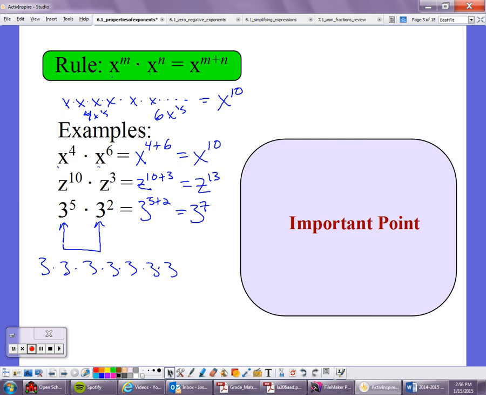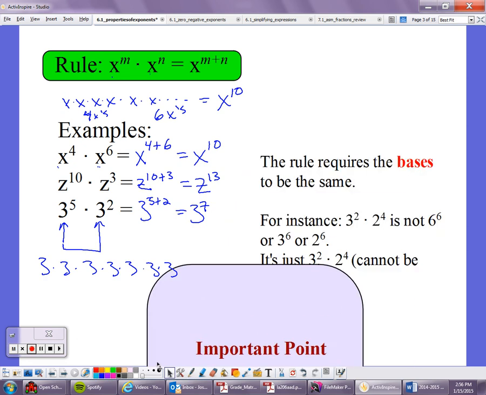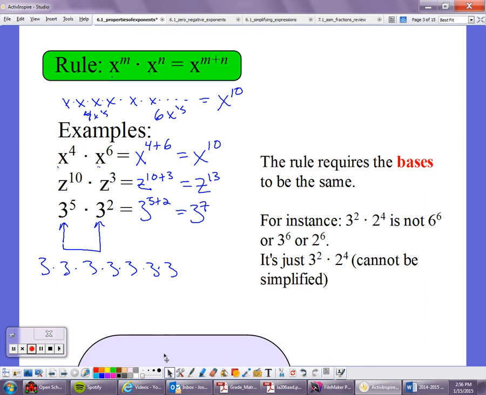One important point, I know I've emphasized it a couple times, but just to say it again, the rule requires that the bases be the same. By the bases I just mean the number or variable that has the exponent: the 3's here, the Z's here, the X's here, or if we look at our rule, X to the M, X to the N. In order for us to use this rule, we need to have the same bases.